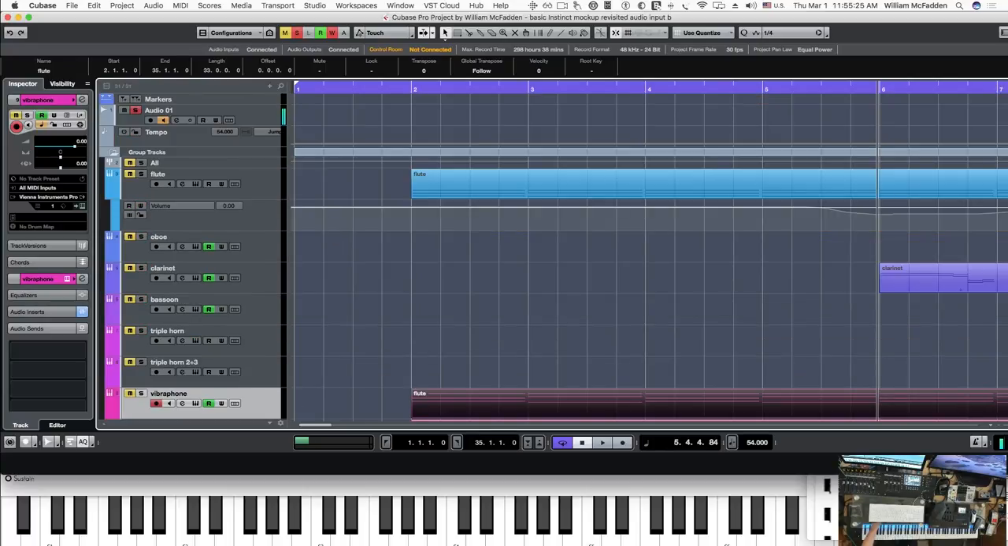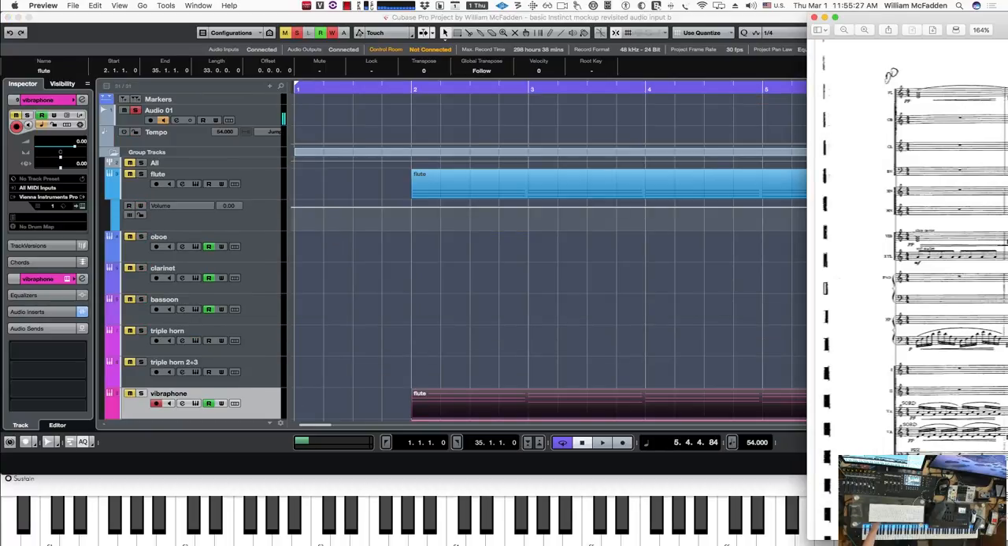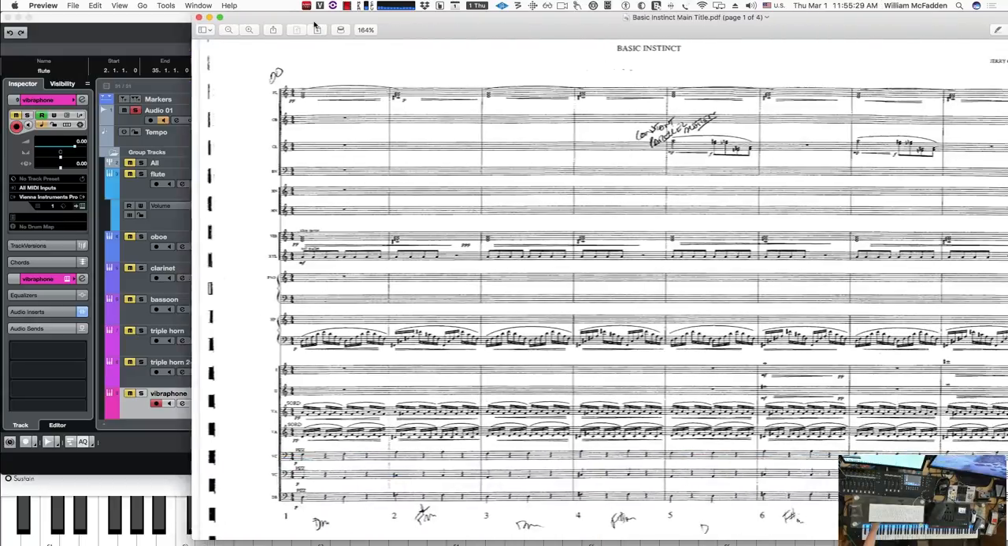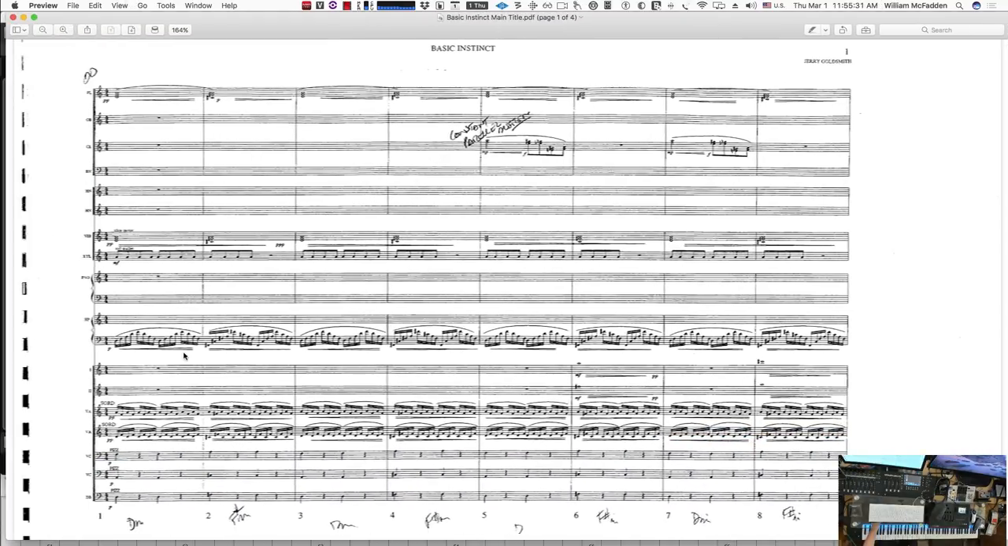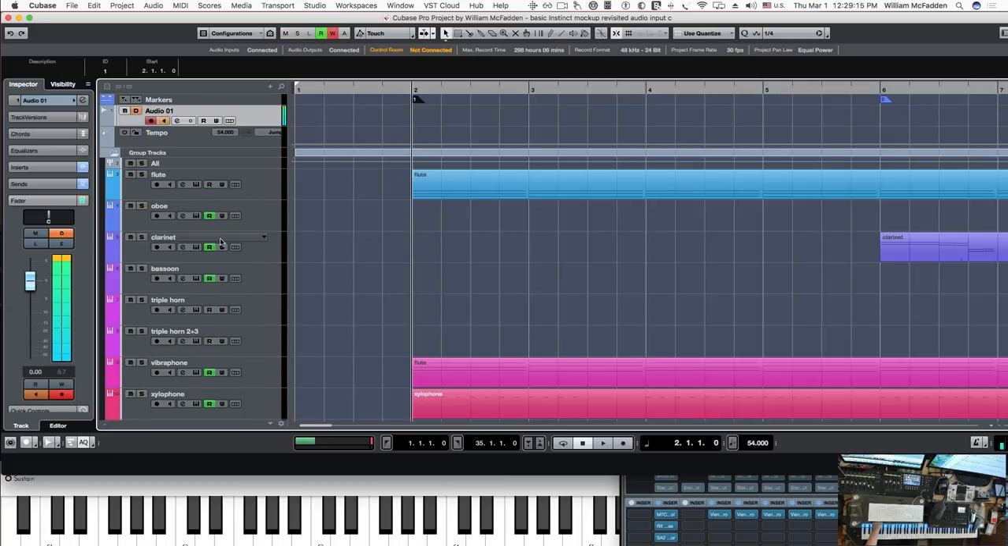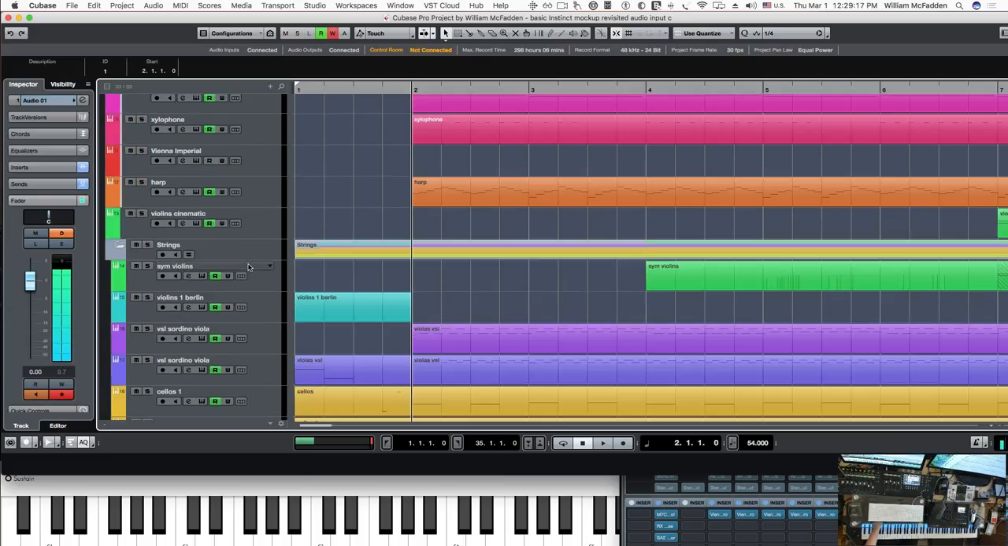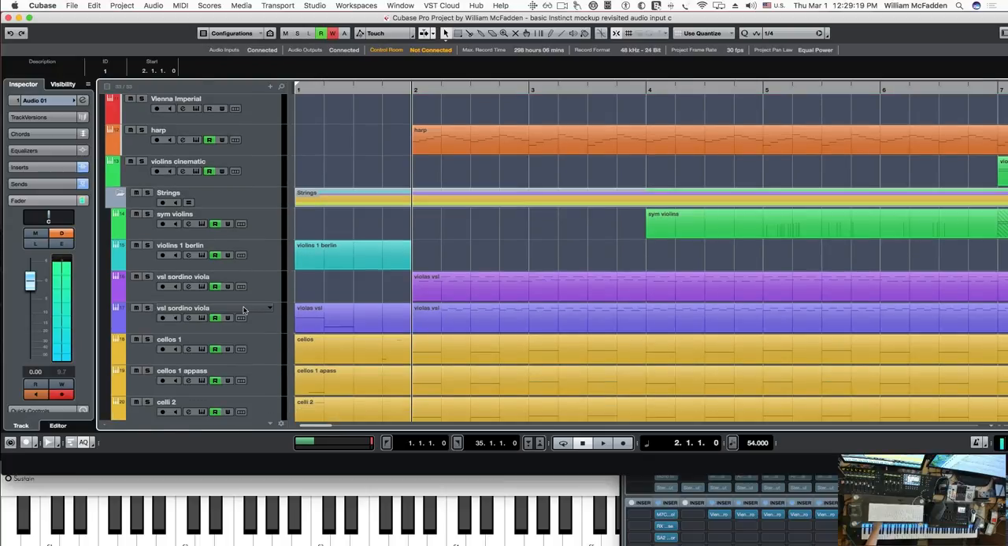So let's take another look at the score, see how that ties in. It's like a staccato being played by the cellos and basses. We have actually two cello groups here, pizzicato actually. So let's take a look at the violins in particular, well, the violas in this case.